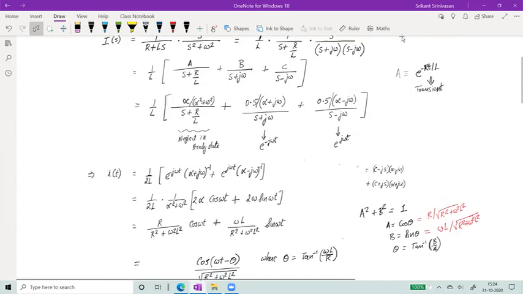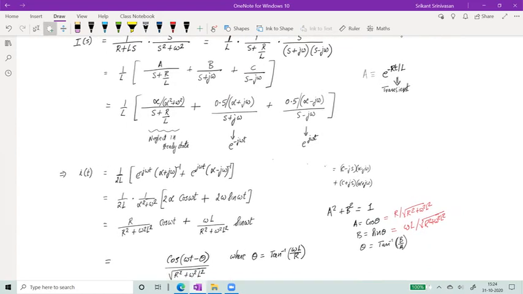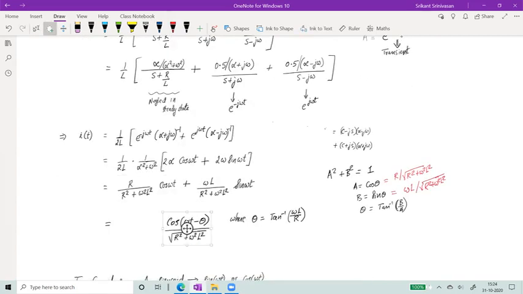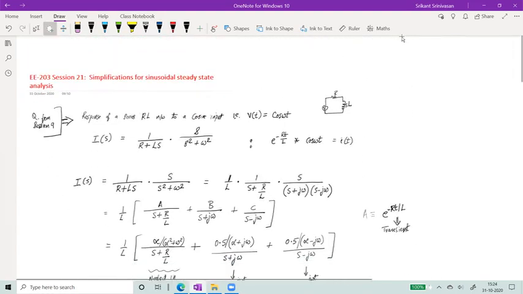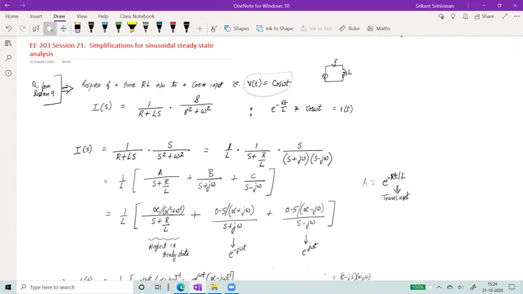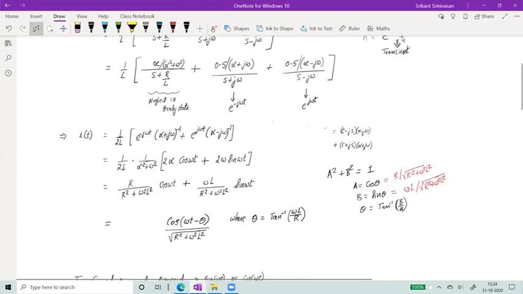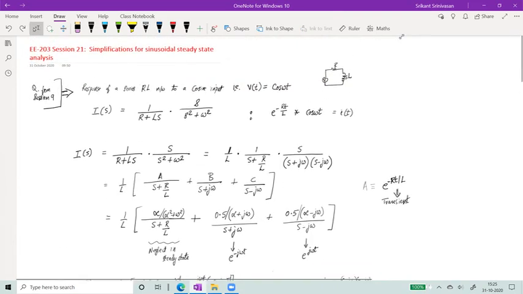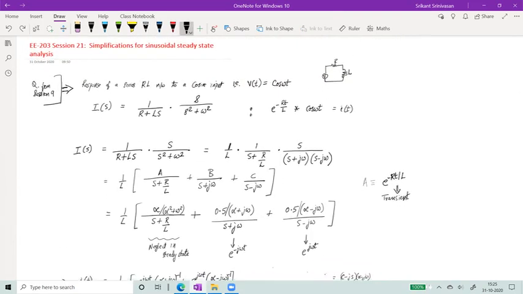Now, what's interesting about this answer, because I did not simplify it last time, I stopped over there, is that your input voltage is cos omega t, and your current response is also cos omega t with some prefactor, and there is an additional phase term theta, where theta is tan inverse omega L by R. Now why I say this is interesting is, supposing you had this RL circuit and we looked at step response, impulse response, and various things like that.